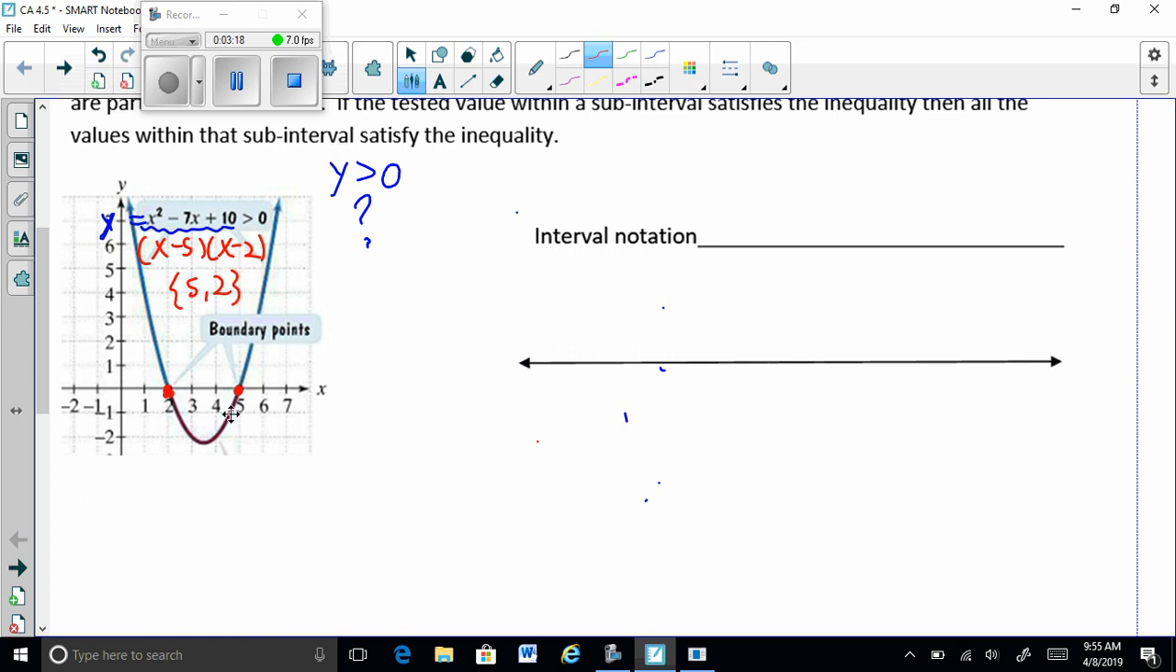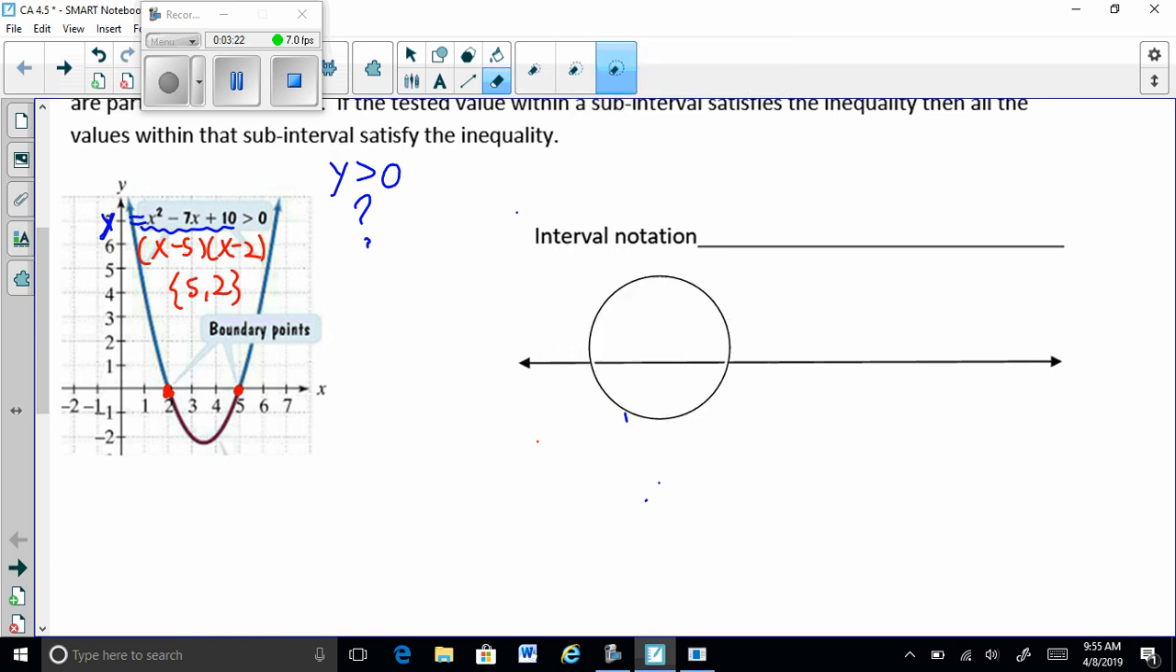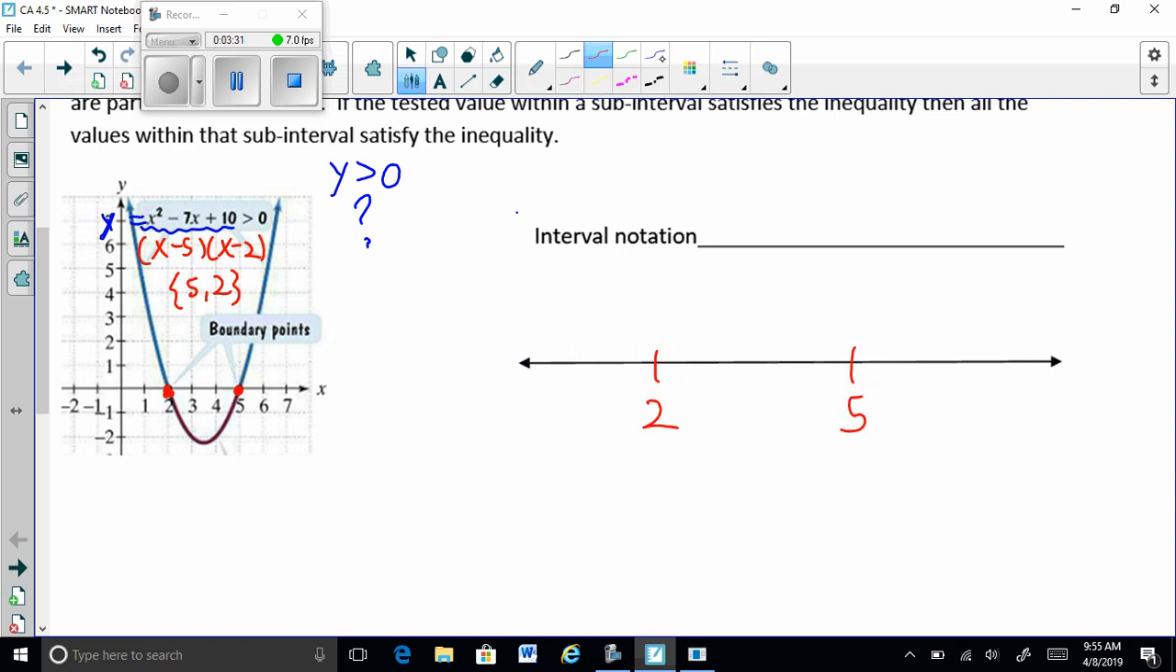So with the number line right here, I'm going to go ahead and put 2, I'm going to put 5. And so we want to figure out what values will satisfy my given equation up there. So we're going to test some points. A very easy one to test would be 0. 0 would be in this interval.